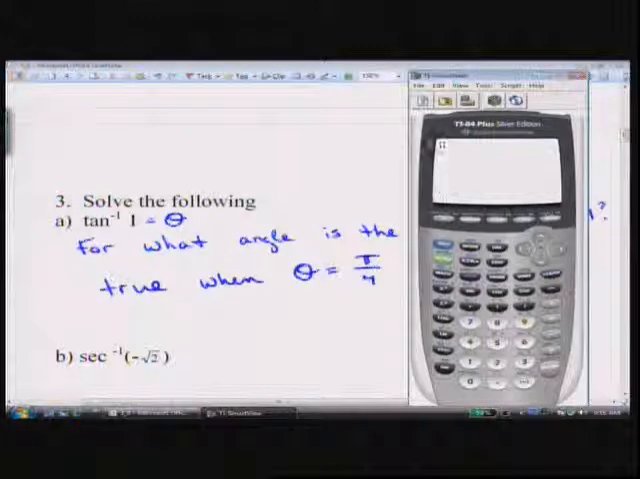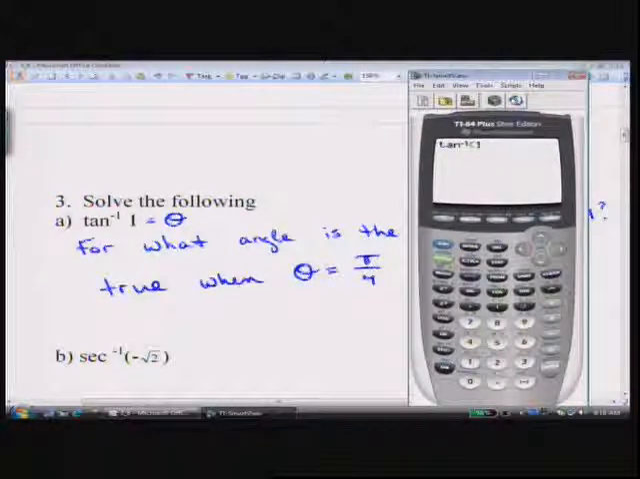And then you do inverse tangent 1. It will tell you 45 degrees, and then you'll remember to multiply that by pi over 180 to make it radians, and then you'll get pi over 4. So I'm okay if you do it that way.